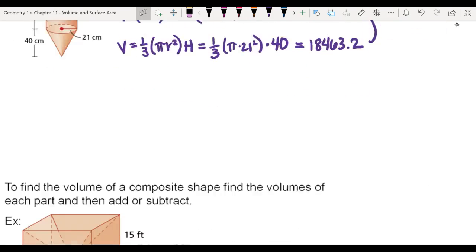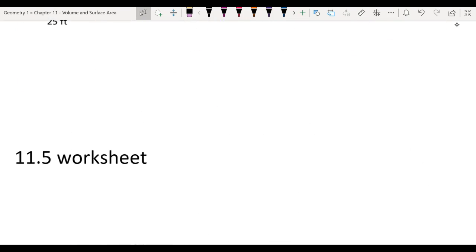So your assignment is the 11.5 worksheet. You have the rest of the hour to work on that.